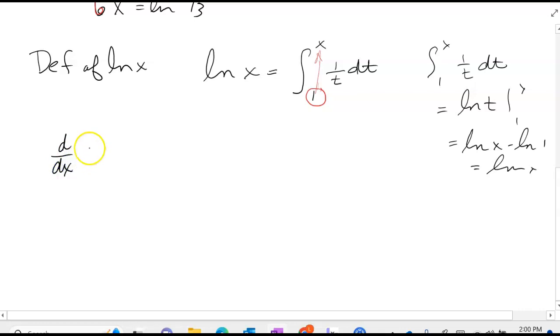A couple of reminders when dealing with ln x, of course. Now, d/dx of ln x is, of course, the opposite of that. It's going to be 1 over x, right?